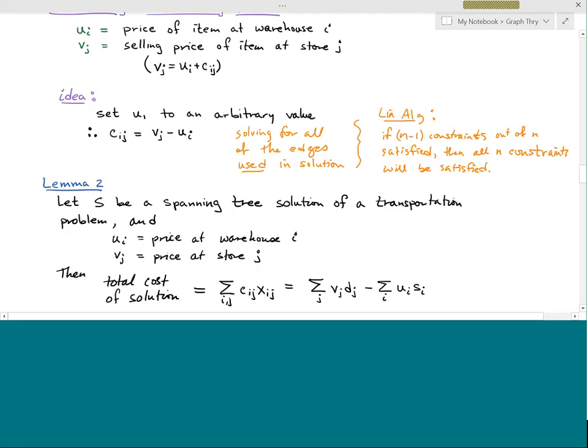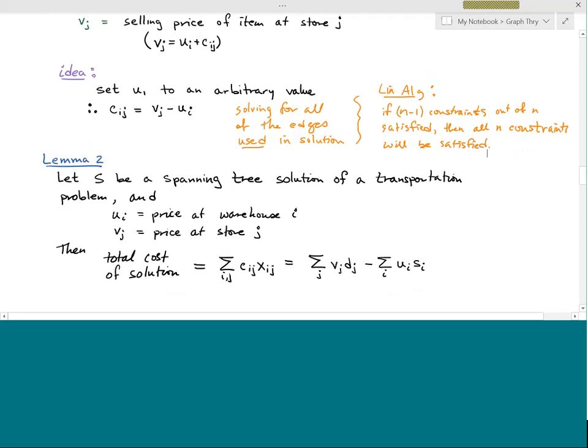So that's the property that we're using here, is this guy can be arbitrary because it would be like the nth constraint, if you will, to some extent. Now, your author at this point also throws in a lemma. He throws in a lemma 2 right here. And lemma 2 actually talks about calculating the total cost of your solution.